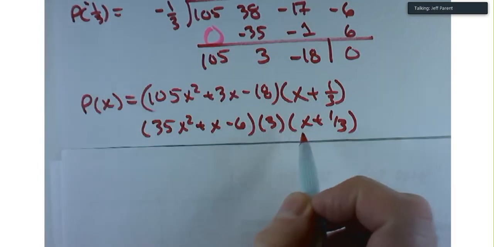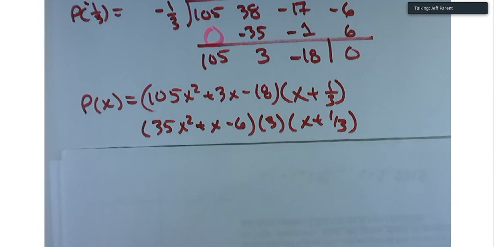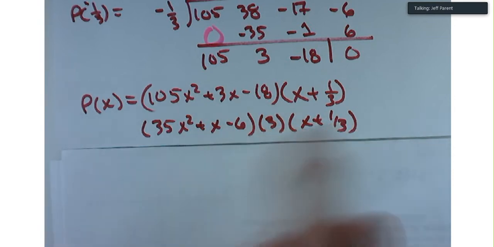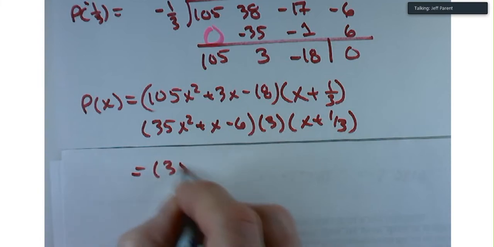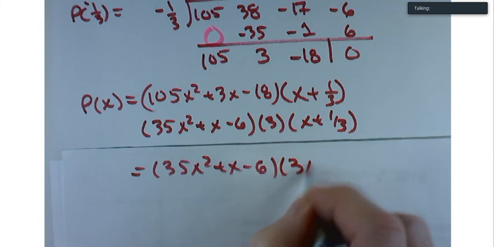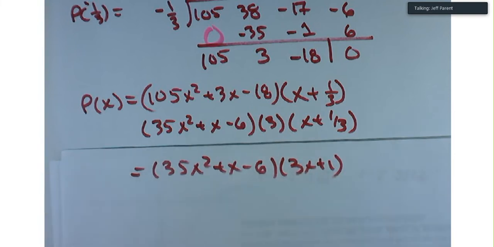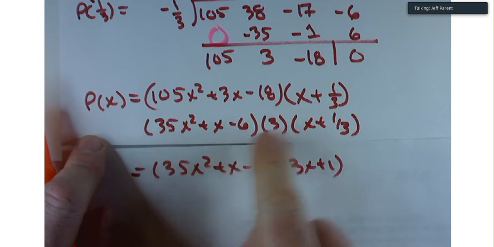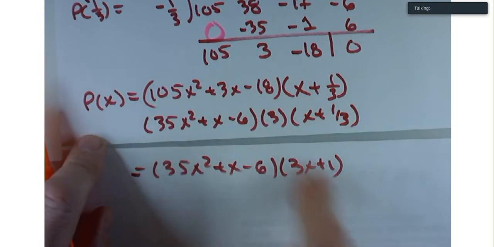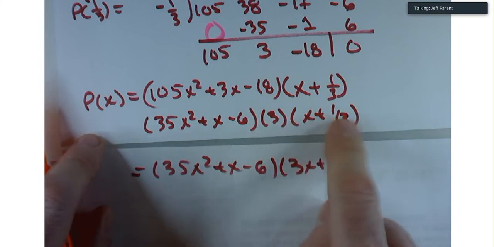Boy, that 3 there is just begging to do something. And what it's begging to do is I'm going to distribute that 3 times the x and times the 1/3. So I'll get 35x squared plus x minus 6 times 3x plus 1. Beautiful. I factored out the 3. 3 is a common factor to all of these. 3 times 35 is 105. 3 times x, 3 times negative 6. So I just factored it out, and then I just distributed it here.